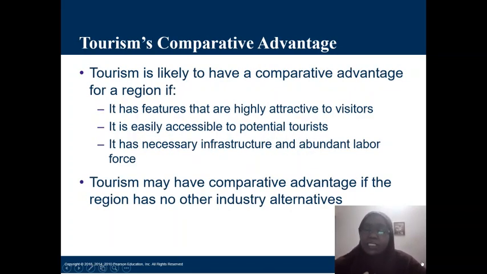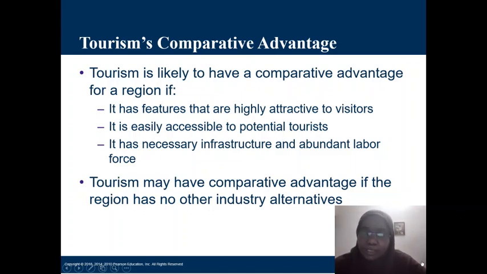Tourism's comparative advantage. Tourism is likely to have a comparative advantage in a particular region in various instances. For example, if it has features that are highly attractive to visitors. When you have features like I mentioned earlier, that could be natural, for instance, perhaps rivers, waterfalls, mountains, and so on. When you have these areas and they are very attractive to visitors, then you are likely to generate more income. It's also possible to have comparative advantage in a particular region if it is easily accessible to tourists.